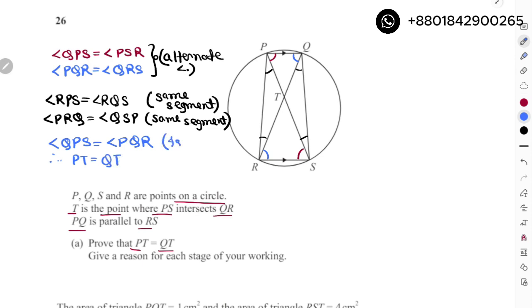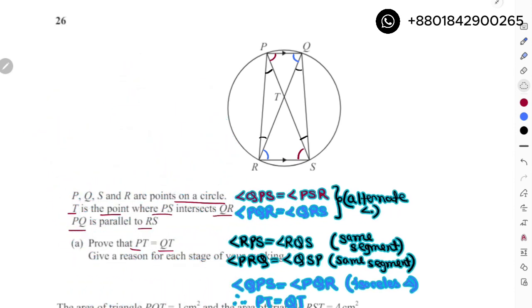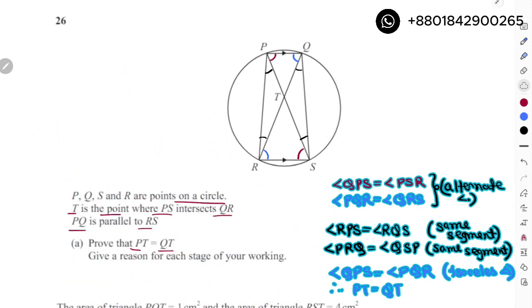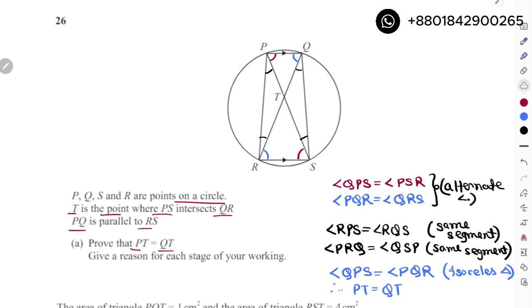This explains this is an isosceles triangle. For isosceles triangles, certainly PT and QT are going to be of equal length, and this is your answer, right? Since I didn't give you much space, I'll write down the answer for part A over here. This is for part A.